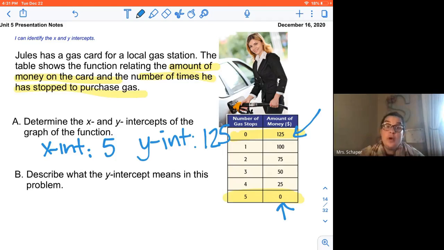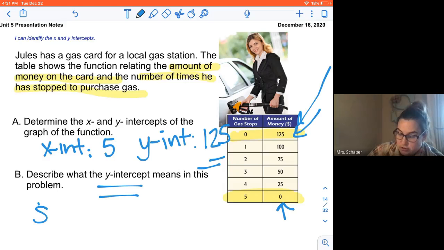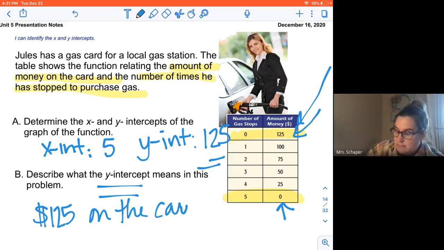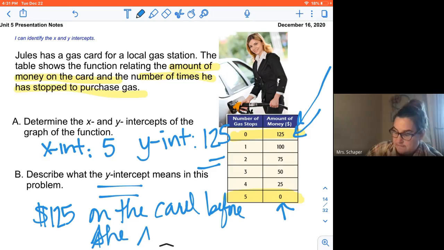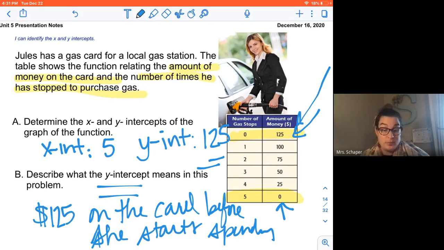Now, describing what they mean is this. The y-intercept, which is 125, means that with 0 gas stops, she has $125. So it means that there is $125 on the card before she starts spending. Okay, before she starts buying gas. Identifying and then interpreting them.